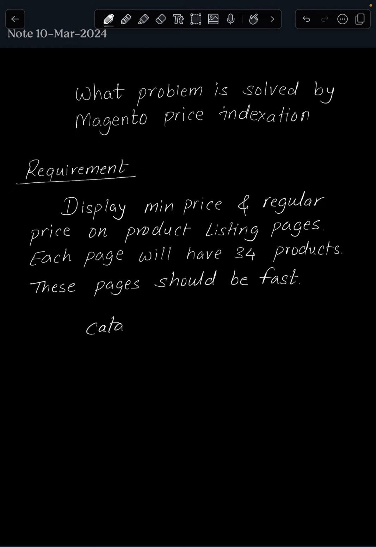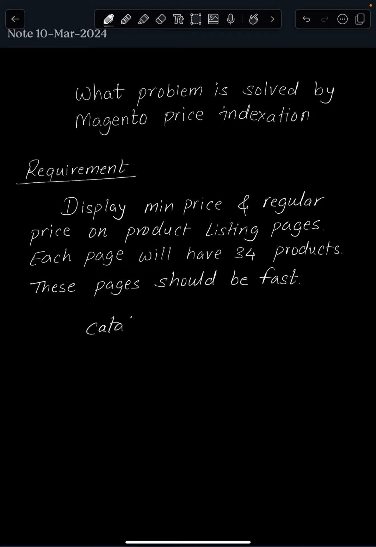So let's say first the requirement is very simple. The client has told you that there will only be prices. For now, don't think about special prices or tier prices. Just think about simple prices, right? And simple products. That's all your catalog contains.